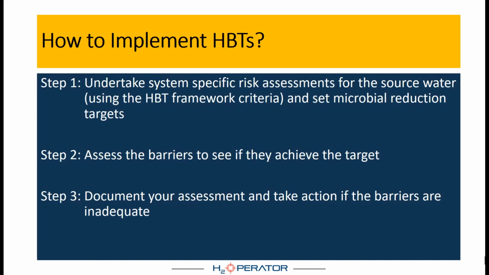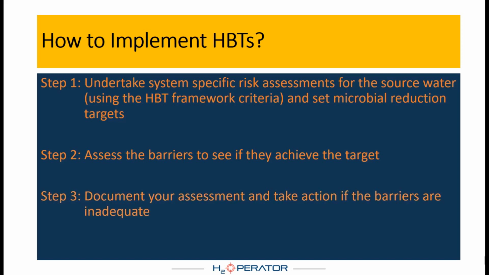Now, how do we implement health-based targets? There are 3 steps involved. The first step is to undertake system-specific risk assessments for the source water. We have to use the health-based target framework criteria for this, and then we set the microbial reduction targets. Step 2: we assess our treatment barriers to see if they achieve the target. Step 3: document your assessment and take action if the barriers are inadequate.